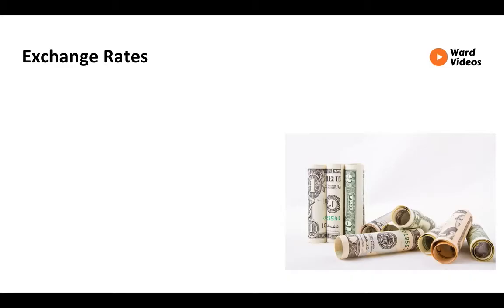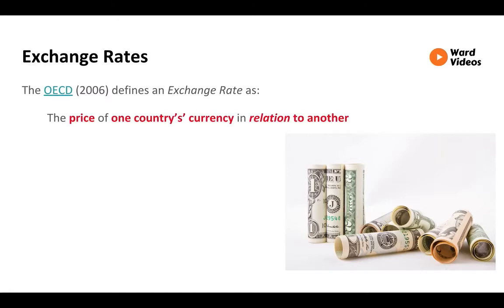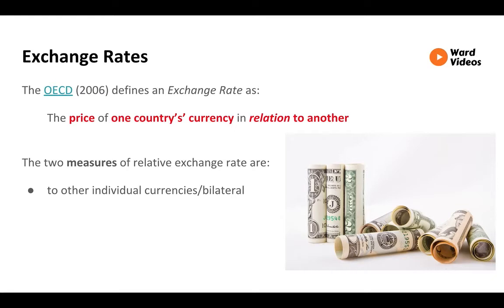Exchange rates. The OECD defines an exchange rate as the price of one country's currency in relation to another. The two measures of relative exchange rates are to other individual currencies, also known as bilateral, for example the Australian dollar to the United States dollar, and the trade weighted index.